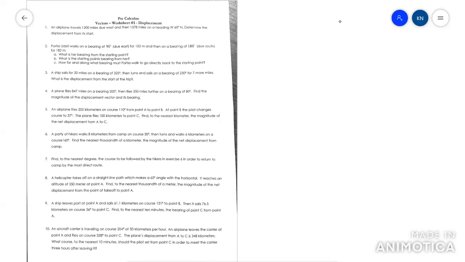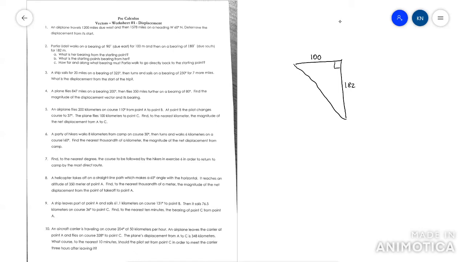Look at number two. This person is going on a bearing of 90 degrees, due east, for 100 meters. And then they go on a bearing of 180 degrees. Well, that's to the south. And they go 182 meters. Luckily for us, that makes a right angle. So this is your triangle.